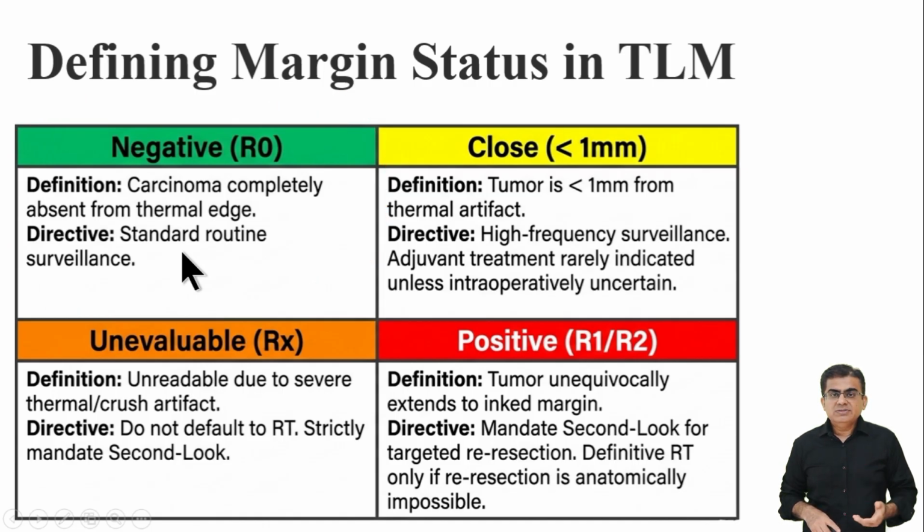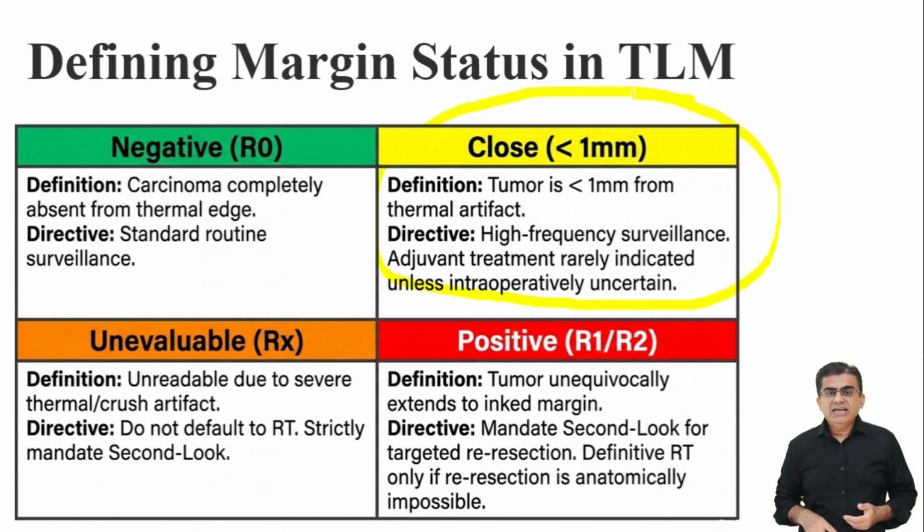Next, look at close margin. This means the tumor is strictly less than 1 mm away from the thermal artifact. For this, we must do high frequency endoscopic surveillance. You almost never need extra adjuvant radiotherapy unless you were visually uncertain during the surgery.